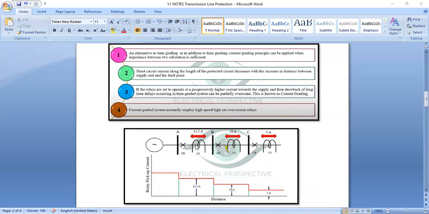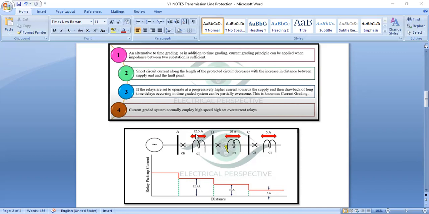With the CT secondary, that means it is connected with the relay coil. This A, B, C are the sections. In between, this is the circuit breaker, and the CT secondary is connected with the relay coil. So this is the relay setting, that means the relay current setting. This is called the pickup value.